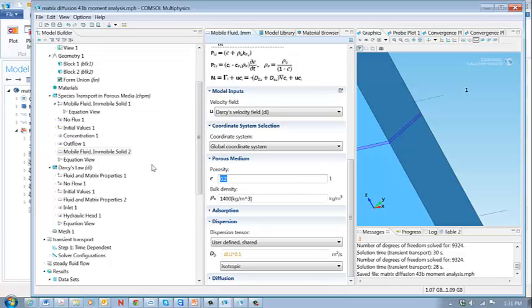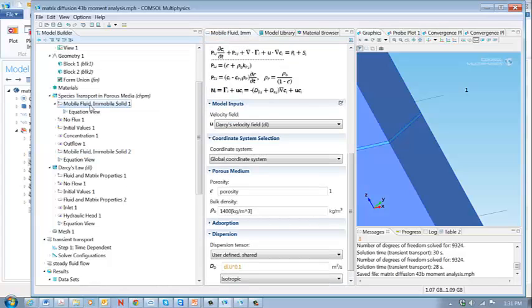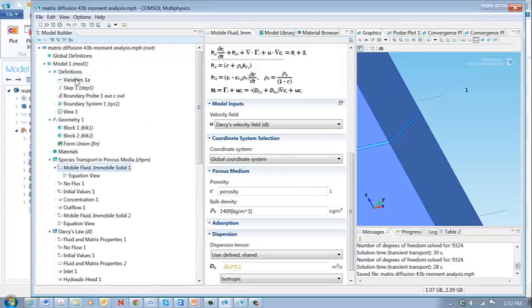Okay, so let's see. Then I guess the important thing too is that under here the physics of the transport, I have this variable porosity, and that's the variable that I just showed up here.